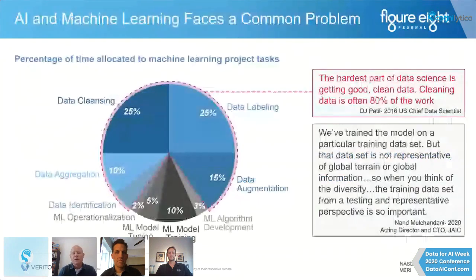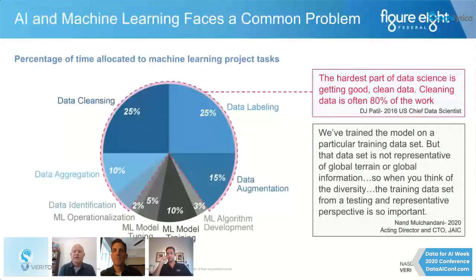So what problem do we solve though? That's always kind of the core question. AI and machine learning really faces a common problem. It's how do you create, curate, and build machine learning training data at scale and be able to deploy that data at scale? How do you feed machine learning models?